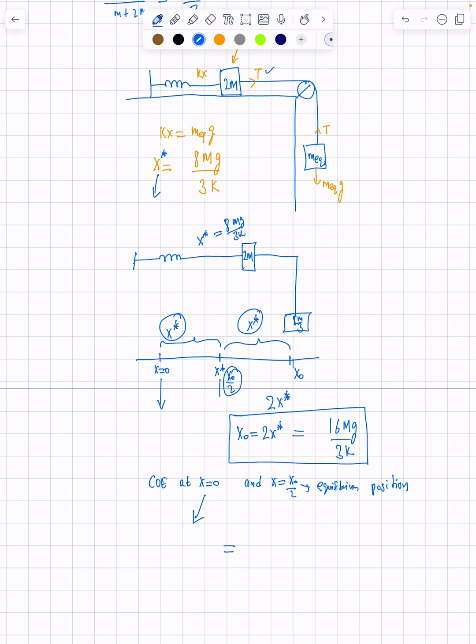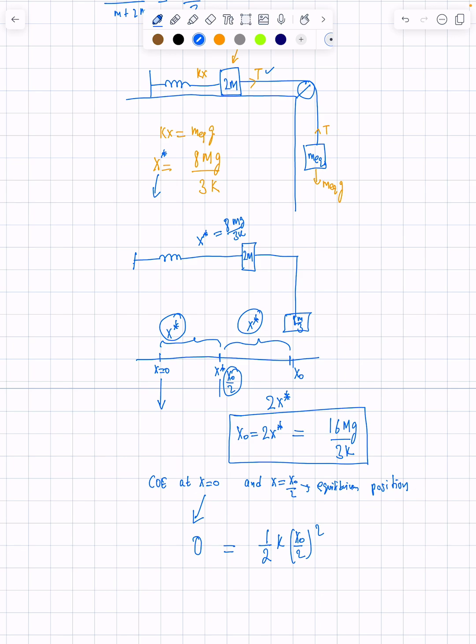So on the right side, when it's at x naught over 2, the spring gets potential energy, half k x naught square. And basically we can assume the energy is 0 here. Let's say it's all relative. So what happens is, at equilibrium position, the block, the M equivalent, has lost potential energy.